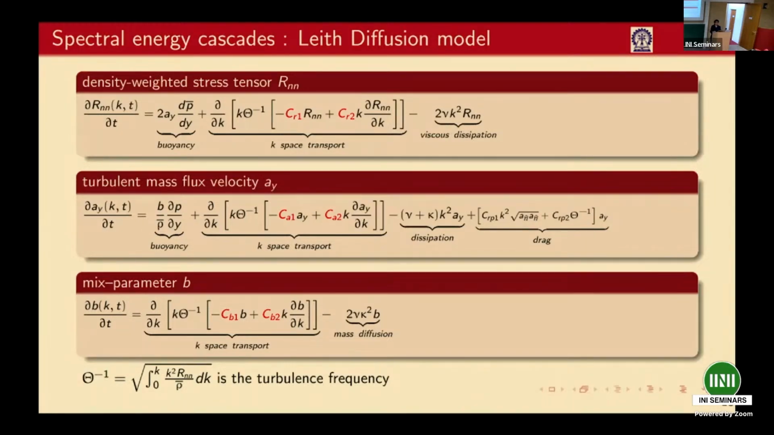Definition of the parameter B: it's a correlation of specific volume and density. Basically, if you write down the density equation, there is the mass conservation from the density conservation equation, and then you correlate it with the specific volume equation. So then you obtain all these terms.